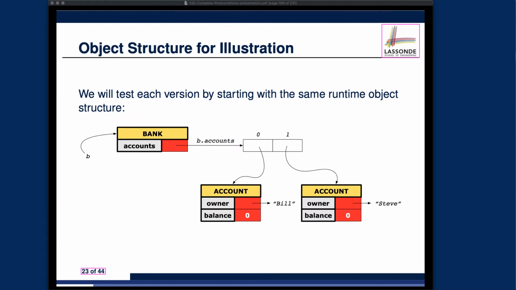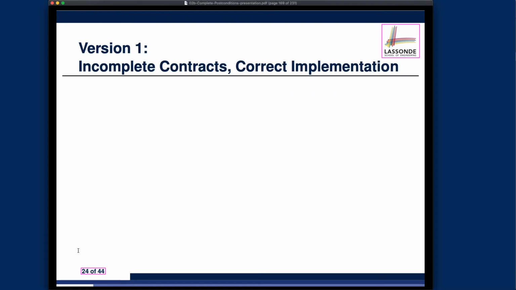Okay, let's now start with our first two versions. Again, for all the 5 versions I'm going to illustrate, please make sure you understand this particular starting structure. So I'm not going to repeat how we started up. For the first version over here, we're going to get the correct implementation for deposit. However, the contract is going to be incomplete. I will explain again what incomplete really means when we see the code.